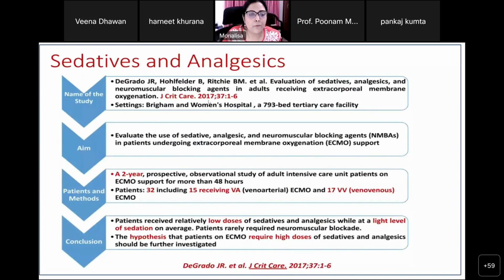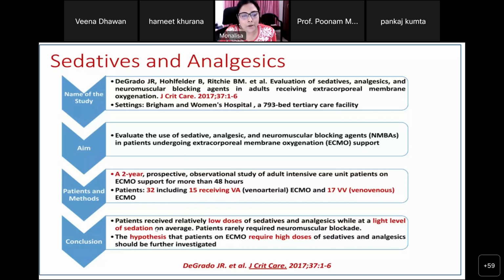Now, this was a study performed in and published in the Journal of Critical Care in 2017. It was performed at Brigham and Women's Hospital, which is a tertiary care hospital. They evaluated the use of sedative, analgesic, and neuromuscular blockade in patients on ECMO. It was a 2-year prospective observational study in an adult ECMO unit of patients who were on ECMO for more than 48 hours. There were 32 patients included, 15 of whom received VA ECMO and 17 of whom received VV ECMO.